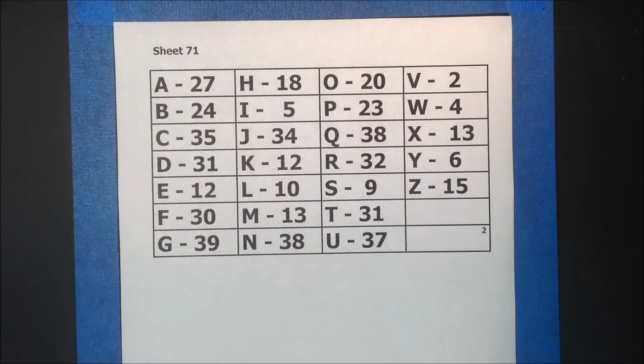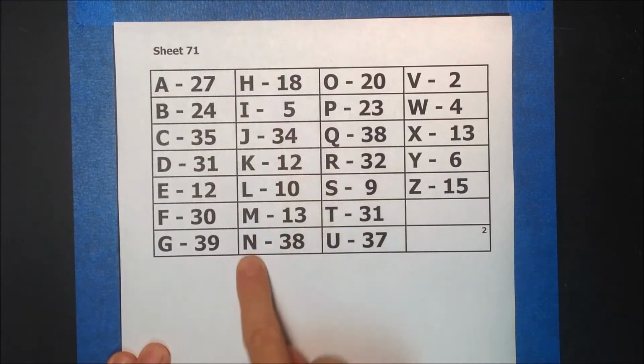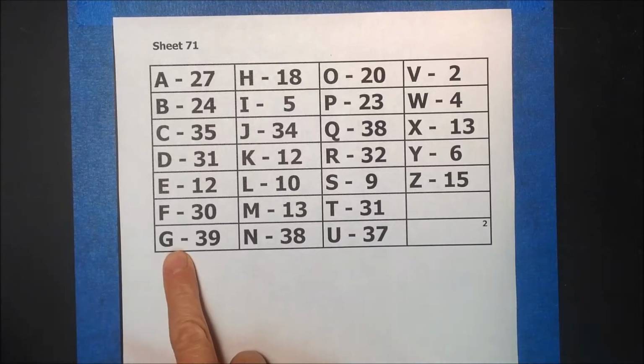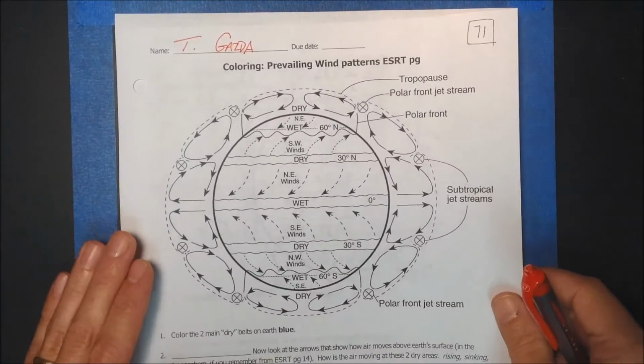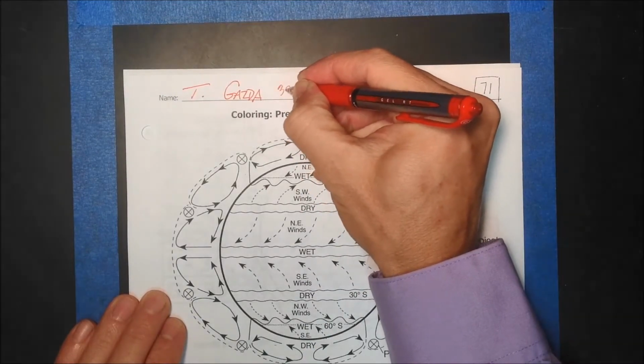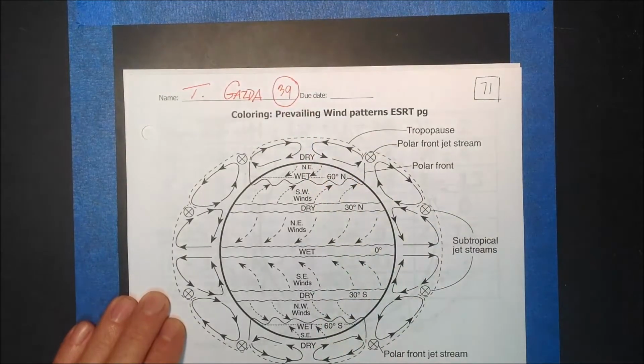Okay, now what you want to do is get the letter for your last name. Find the number that matches up to it. Okay, do that now. And then you're going to write that number on the front of the page. So for instance, my last name starts with a G, number 39. I would go to my sheet like this, and I write that number right here, and I circle it. Please do that now.